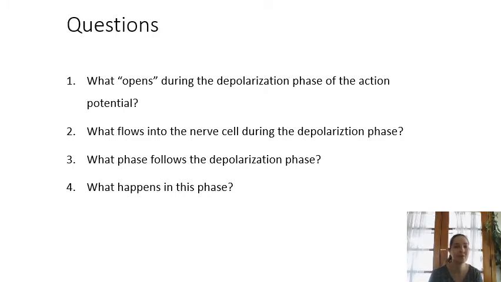Okay, so a few questions here. When we're depolarizing, what is going to open during the depolarization phase of the action potential? Question 2, what flows into the nerve cell during the depolarization phase? What phase follows the depolarization phase? And then what's actually happening in the phase that follows the depolarization phase?